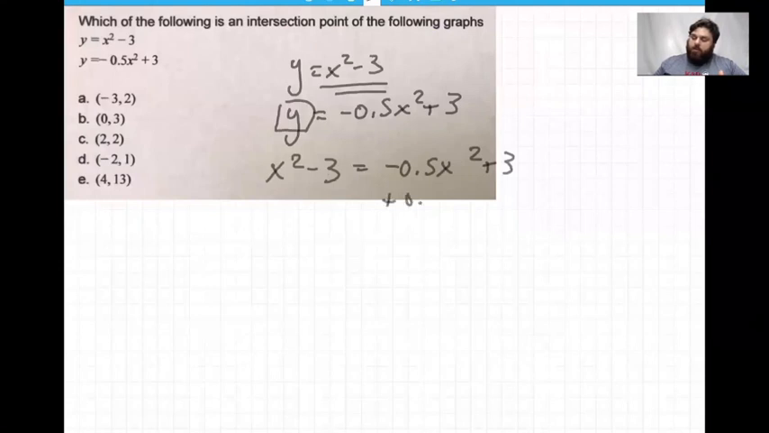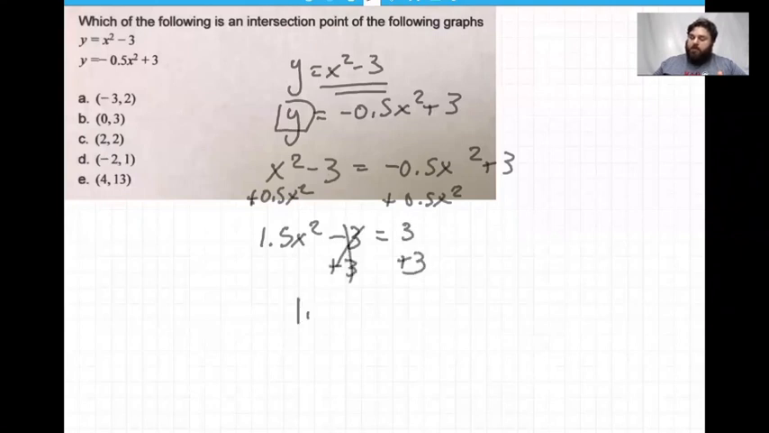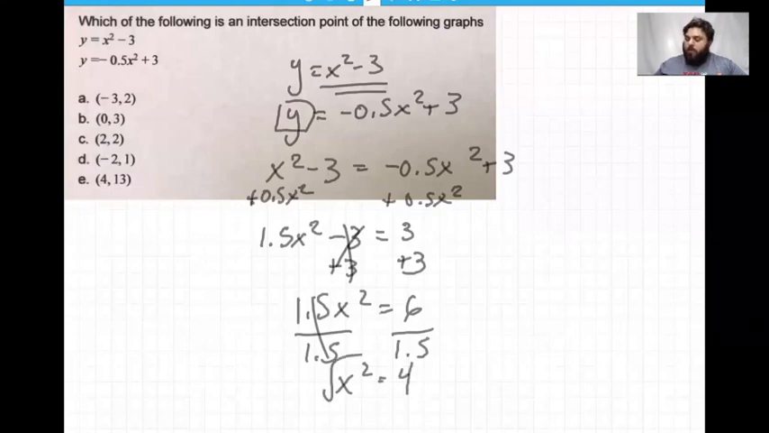You add 0.5 x squared to both sides. You get 1.5 x squared minus 3 equals 3. We add 3 to both sides to get this to go away. We're left with 1.5 x squared equals 6. Divide by 1.5, we get x squared is equal to 4. Well, if I square root both sides, I get x is equal to 2 and x is equal to negative 2. Don't forget the square root of a number is always positive and negative versions.